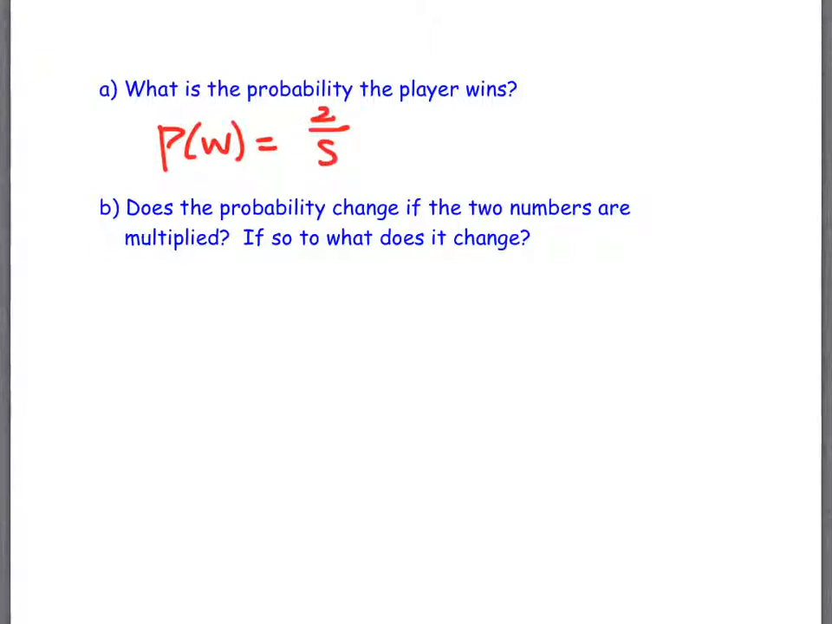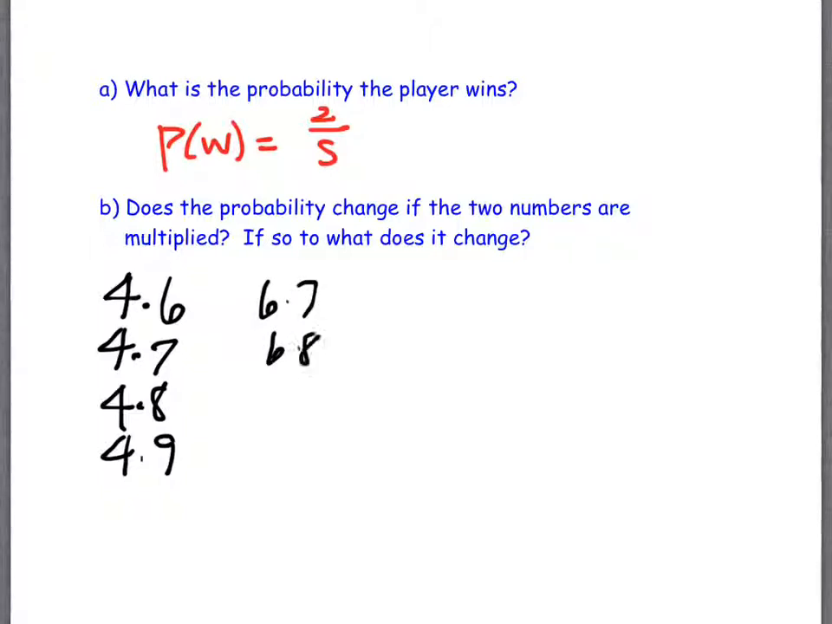It says, does the probability change if the 2 numbers are multiplied? Okay, so instead of having 4 plus 6, I have 4 times 6, 4 times 7, 4 times 8, and 4 times 9. 6 times 7, 6 times 8, and 6 times 9. 7 times 8, 7 times 9, and 8 times 9. I still have 10 possible combinations, right? 10 possible things that could happen.